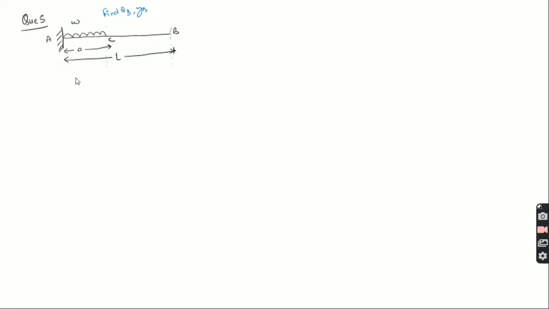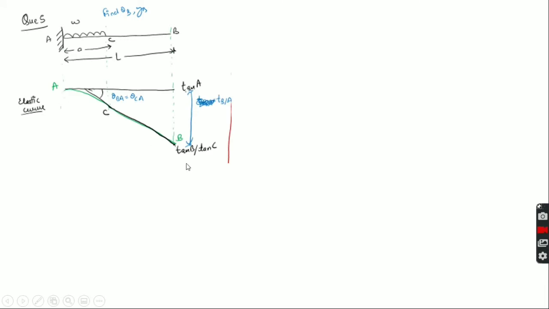So as we did in the previous questions, first we will draw the elastic curve. The elastic curve will be something like this. This green curve which you are observing here is the elastic curve. Now we will draw the tangents at the relevant points. So tangent at A will be straight like this because A is fixed, so there will be no rotation here.